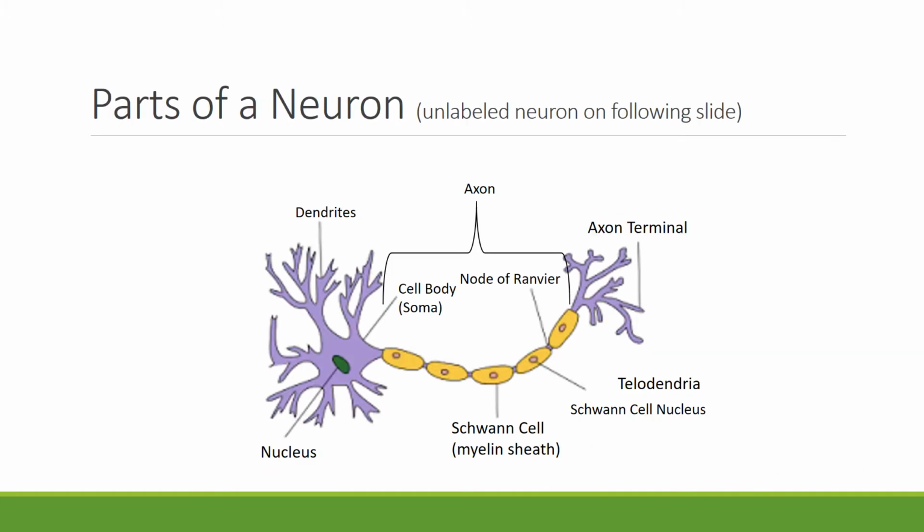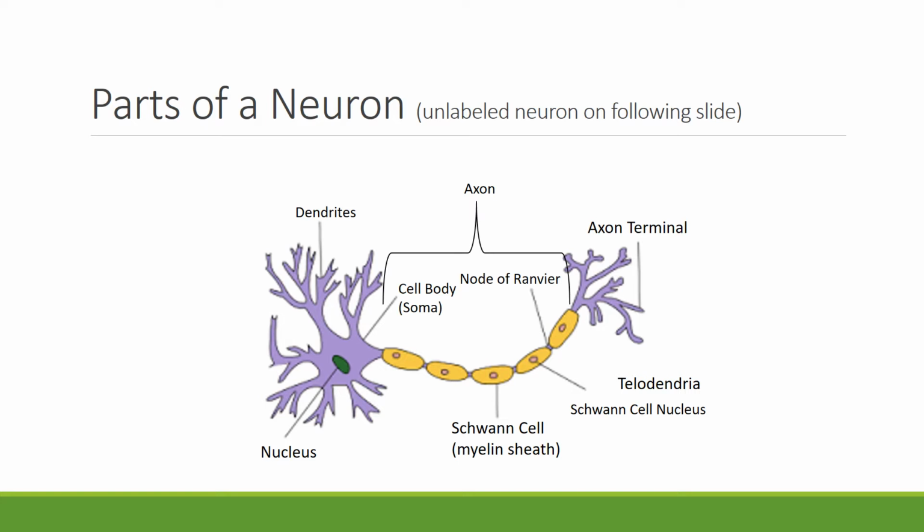Here are the parts of a neuron. The short processes are known as dendrites. The main part of the neuron is the cell body, or soma. The large extension is known as an axon. The axon is covered by Schwann cells, also known as a myelin sheath. The points in between the Schwann cells are known as the nodes of Ranvier. Each Schwann cell has a nucleus.